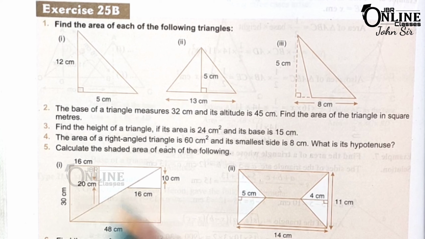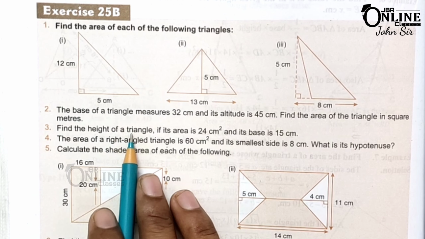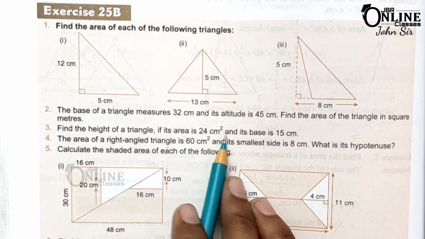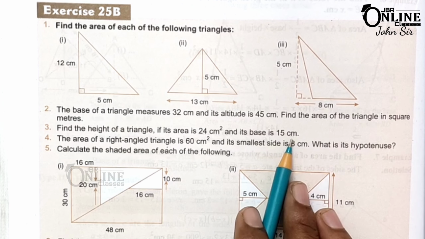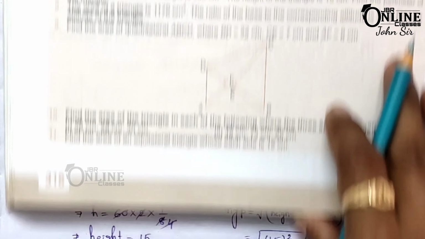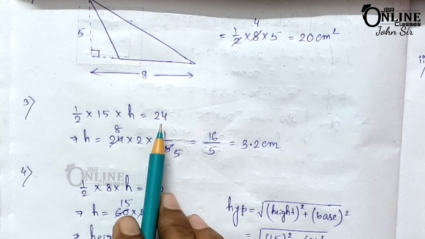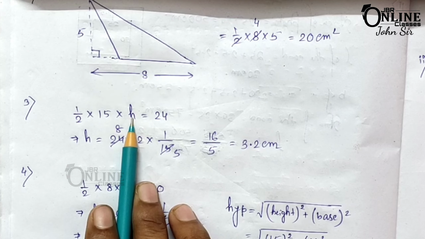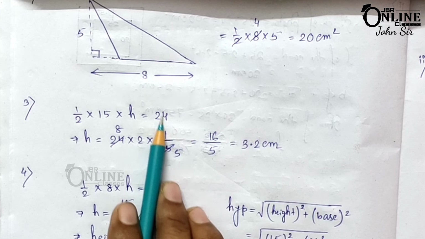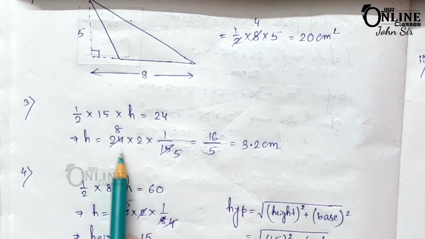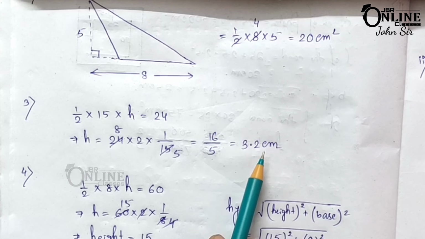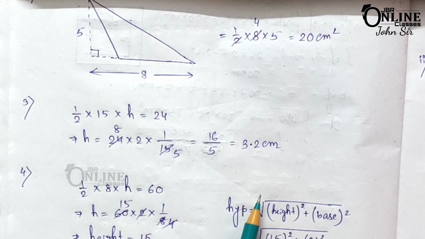Now sum number 3. Find the height of a triangle if its area is 24 centimeter square and base equal to 15 centimeter. As area equal to 24 and base equal to 15, let h be the height. So half into base into height equals 24 as area. So h equals 24 into 2 into 1 by 15, and that becomes 3.2. So here 3.2 is the height.